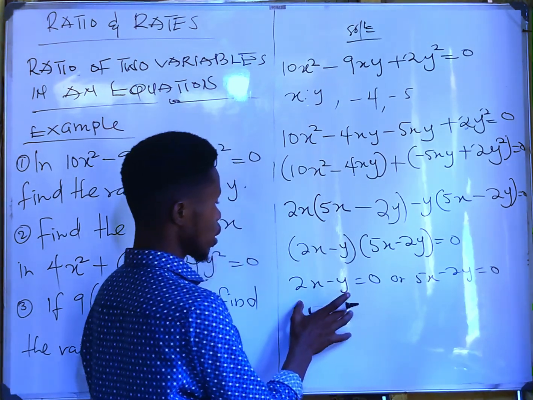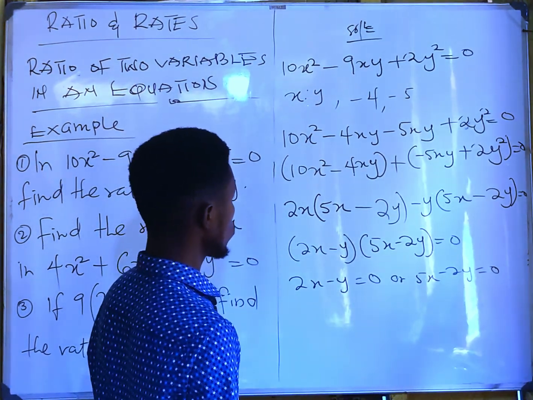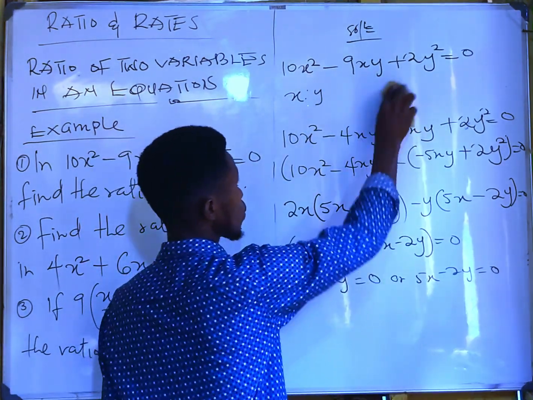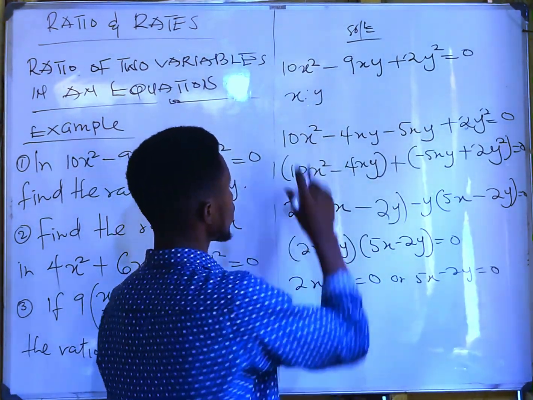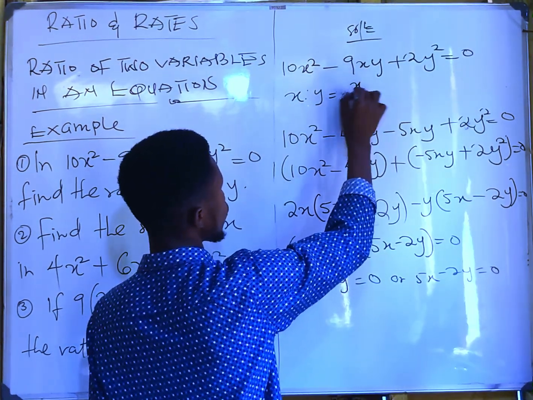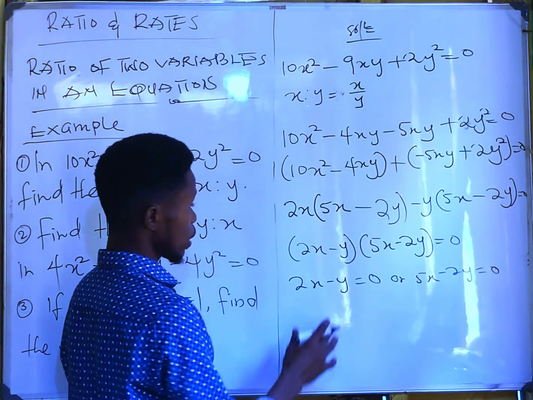Okay. So here, I'm going to solve this according to the way they want it here. It means that you're going to get two answers. Is that okay? This one can also be written as x over y. I'm going to solve this one in terms of x over y.